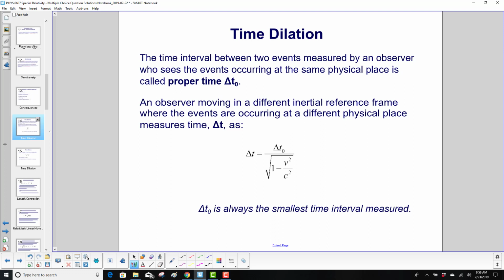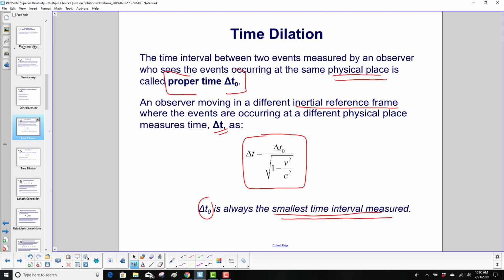Time dilation. That is the time interval between two events measured by an observer who sees the events occurring at the same physical place, and that is called proper time, or delta t0. An observer moving in a different inertial reference frame, where the events are occurring in a different physical place, measures time, delta t, as the proper time divided by the square root of 1 minus v squared over c squared, where v is the relative velocity between the two different inertial reference frames. Proper time is always the smallest time interval measured by anybody.